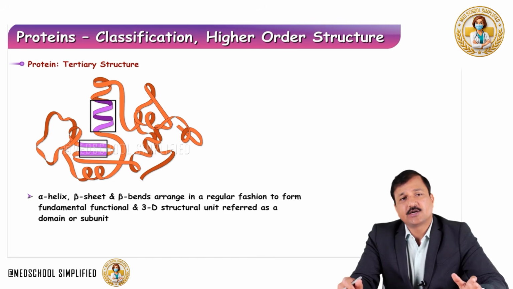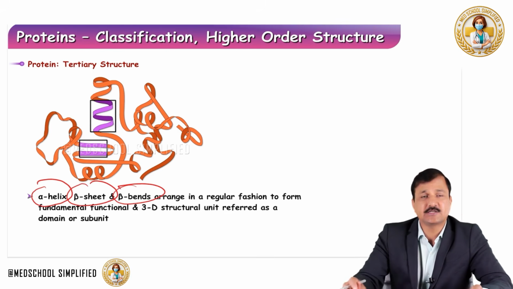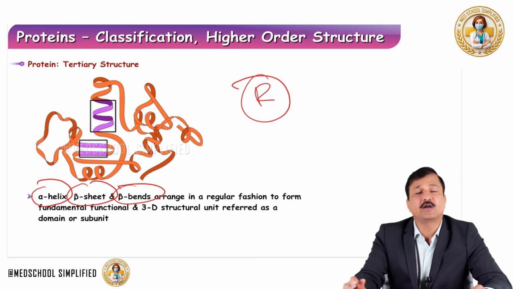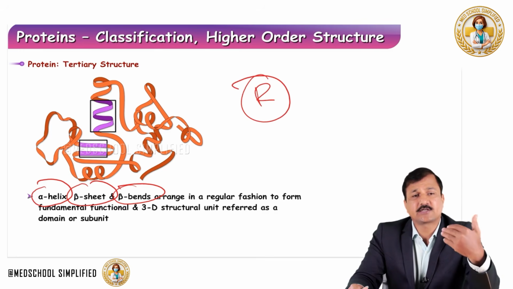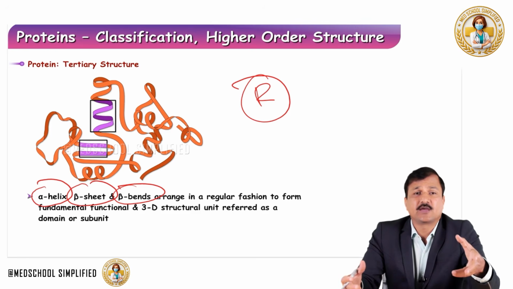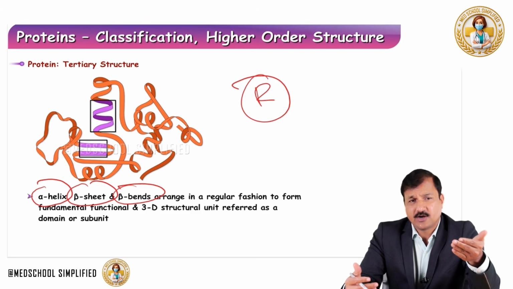Now let's look at tertiary structure. Tertiary structures are interactions between alpha helices, beta sheets or beta bends, especially the R groups which are free so far. Because in alpha helix it is interaction between the peptide bonds, and in beta sheet it is also interaction between the peptide bonds, hydrogen bonds are formed, and that's why you get an alpha helix or beta sheet. R group interactions we have not seen yet.